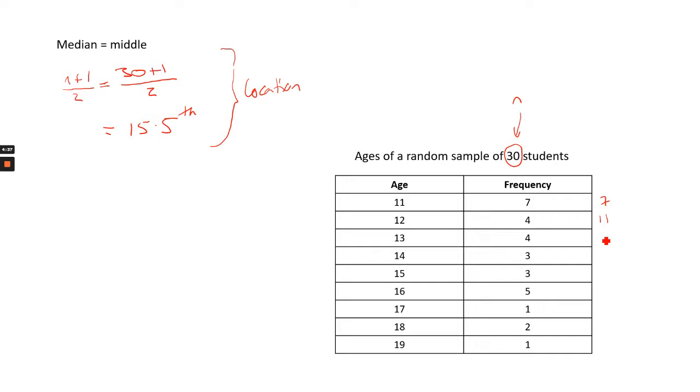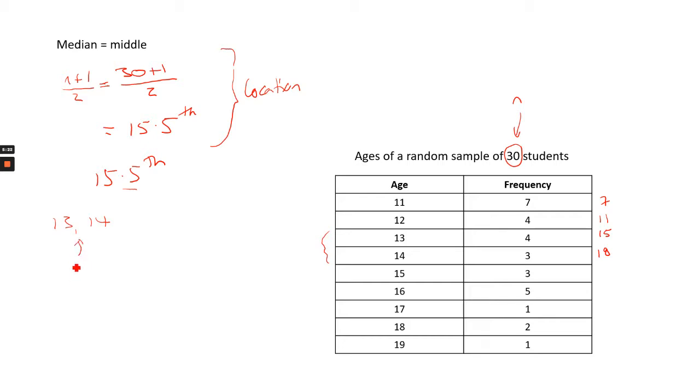In the first 3 boxes, I have 15 bits of data, and we're getting close here. And in the next box, I have 18 bits of data. Okay, so that's telling me that my median, which is the 15.5th bit of data, must be in between these two values. The 0.5 means it's going to be in between two values, right? So my median has to be in between 13 and 14.